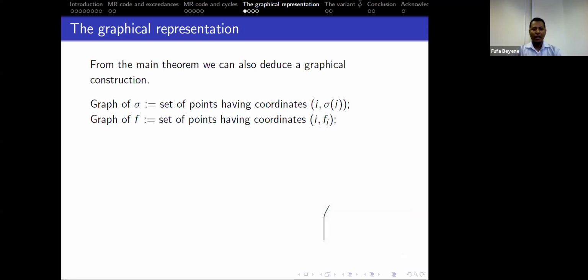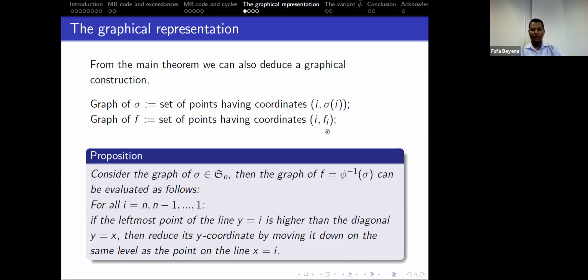We again apply the main theorem described earlier to do with the graphical construction. And we have these two definitions. The graph of sigma is given by the set of points having coordinates (i, sigma(i)), with i represented on the x-axis and the value of sigma at i on the y-axis. Similarly, the graph of f will be represented by a set of points having coordinates (i, f(i)).